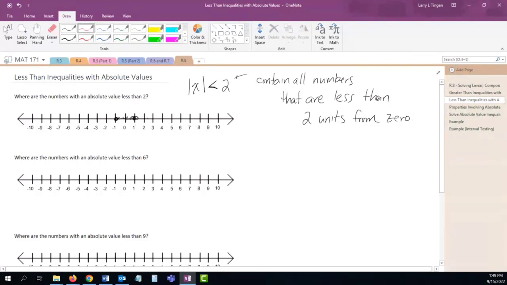Where do I draw a line here? Where do I have a problem? Well, I can't be 2 or greater. So I'm going to draw my little parenthesis here. And if I go to the left of -2, now I'm more than 2 units from 0. So I can't go to the left of -2. So I need a parenthesis there. And what's my solution set? It's everything from -2 to 2. All right. Interval notation here: negative 2 to 2, parentheses on both. How about less than 6?